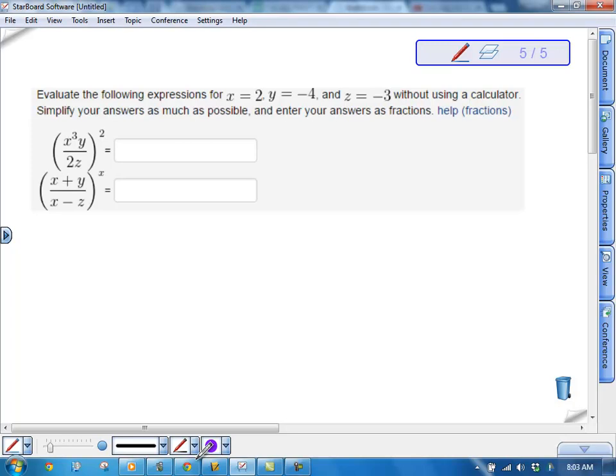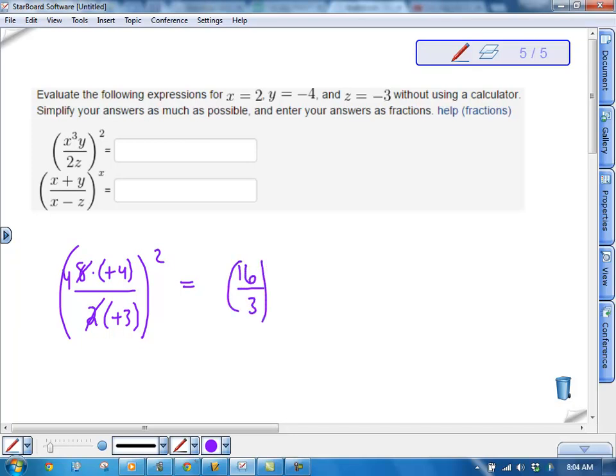So x cubed was 2 cubed, which is 8. So I'm just going to enter in 8 right here, times y, which is -4, put that in parentheses, divided by 2 times z, which is -3, and that's all going to be squared. So let's see. I always reduce when I can. First of all, these double negatives cancel, so I can make those positive. 2 goes into 8 4 times. 4 times 4 is 16. So you have 16 in the numerator and 3 in the denominator. And then I need to square that.